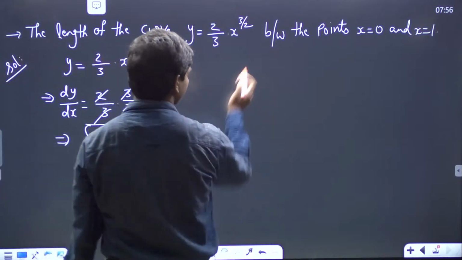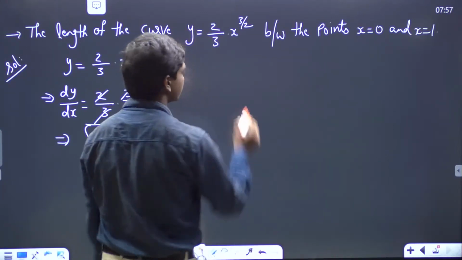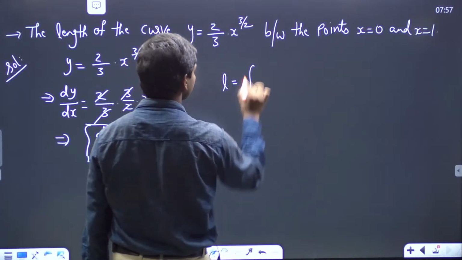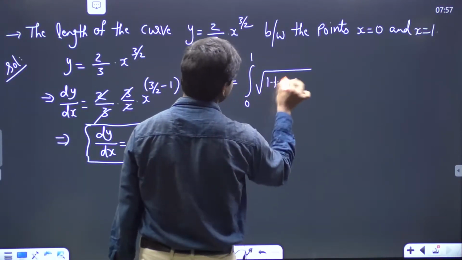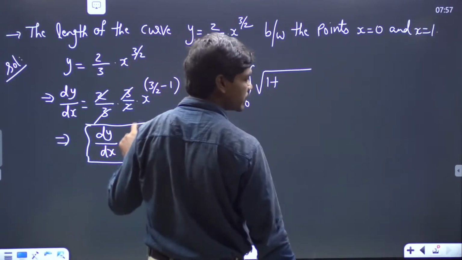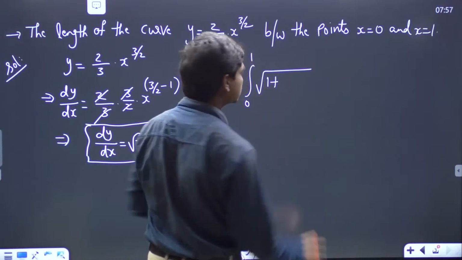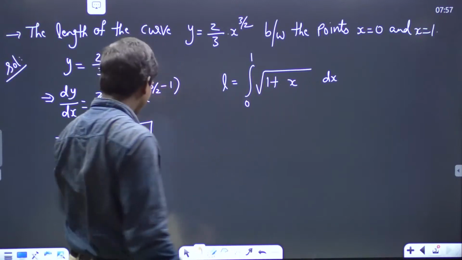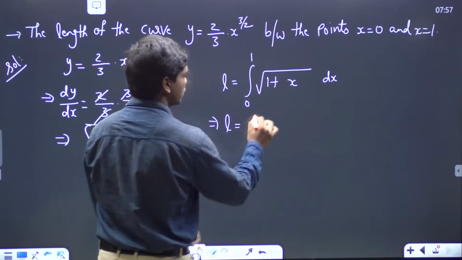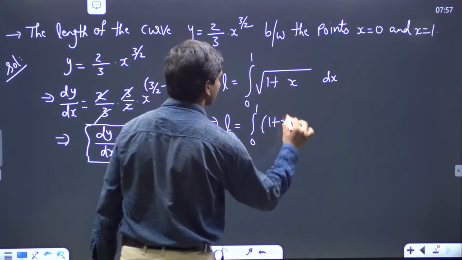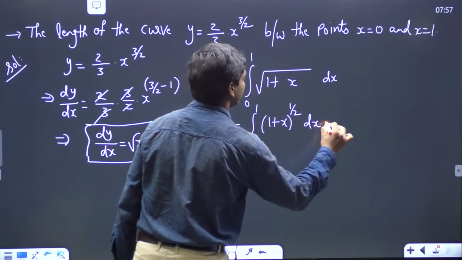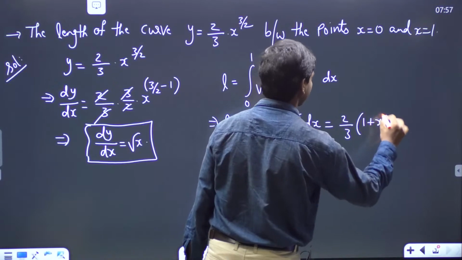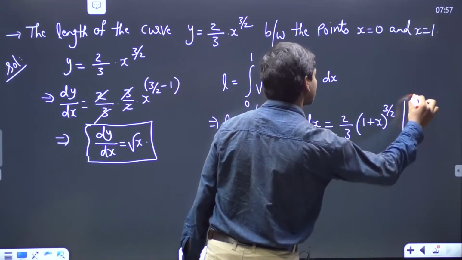Now, what's the length of the curve? What's the formulation that we have for the length of the curve? L is equal to integral a to b, and here the limits of integration are from 0 to 1, root of 1 plus dy by dx whole square dx, and dy by dx is basically root x, so dy by dx whole square is x, dx, correct? So now you need to integrate this expression and evaluate this value. So integral 0 to 1, this is 1 plus x whole power 1 by 2 dx. If you integrate this, you will have 2 by 3 into 1 plus x whole power 3 by 2 within the limits 0 to 1, correct?